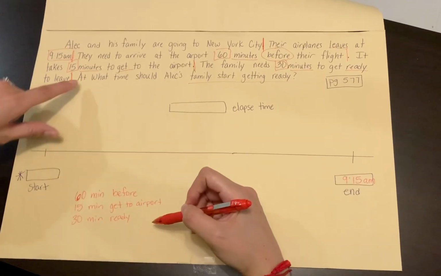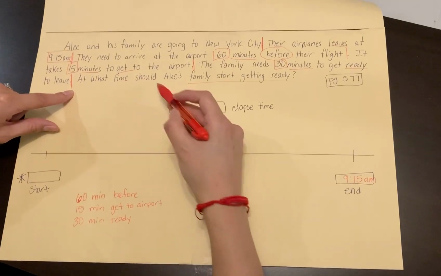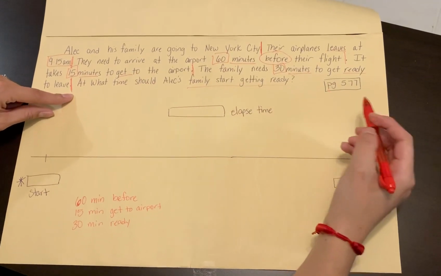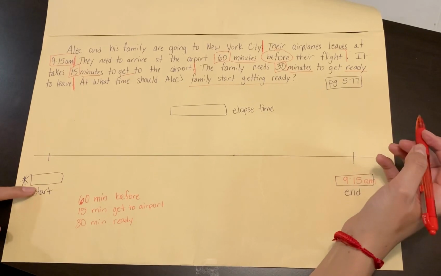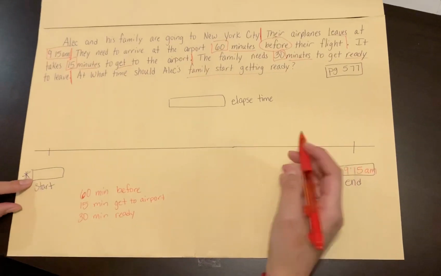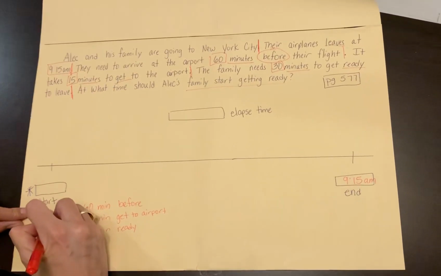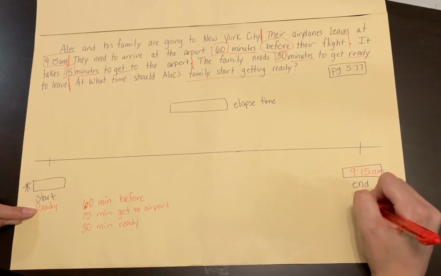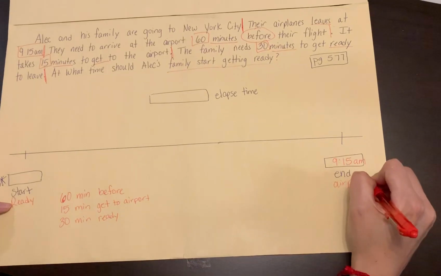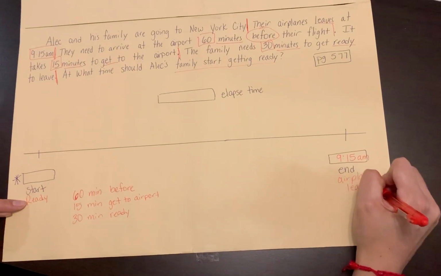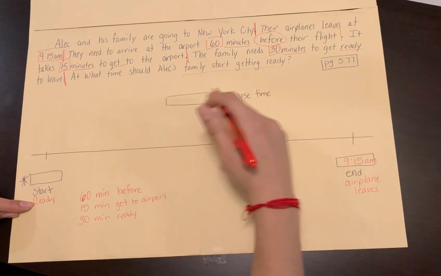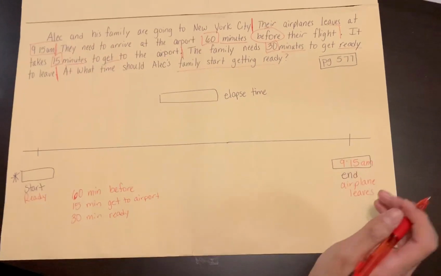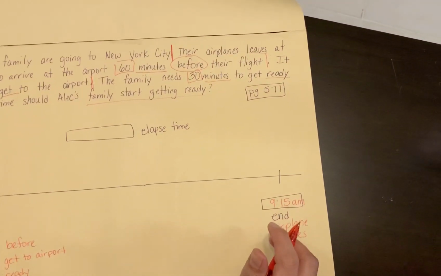I'm going to do this problem a little bit different. At what time should Alec's family start getting ready? So remember, your job is to find the start. This is the start where they start getting ready. The ending time is the time that the airplane leaves. And the elapsed time is all the activities that he did before the airplane leaves.